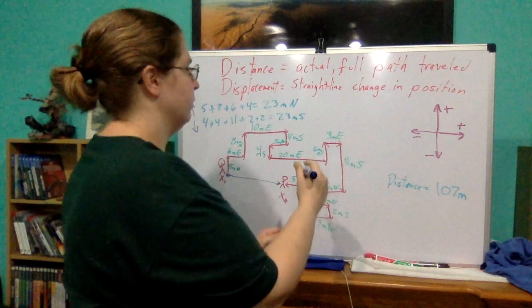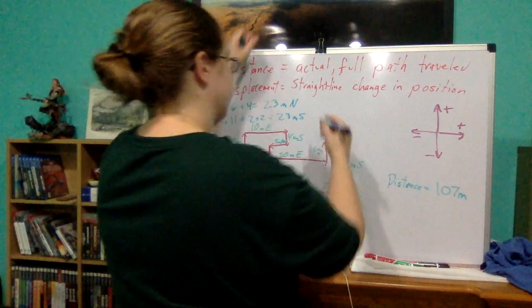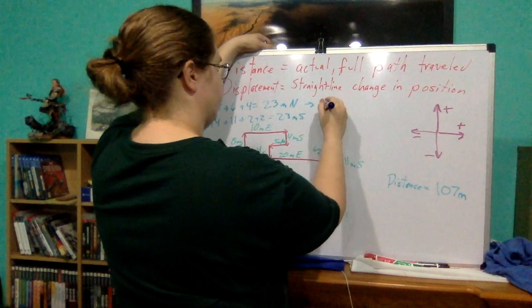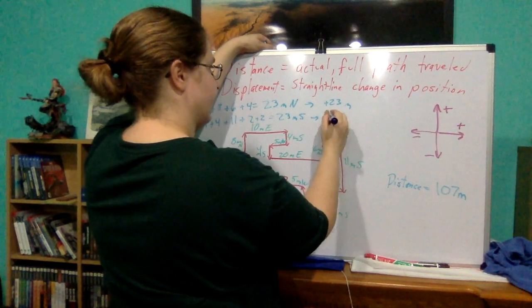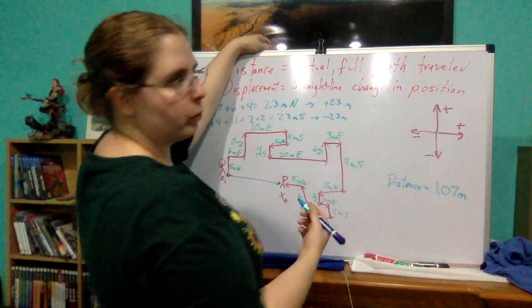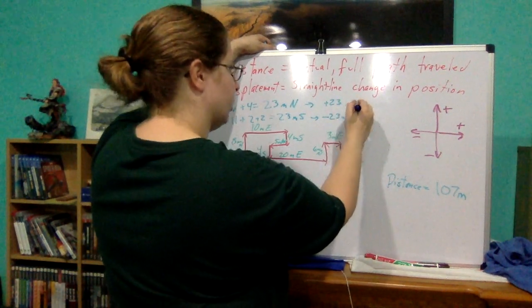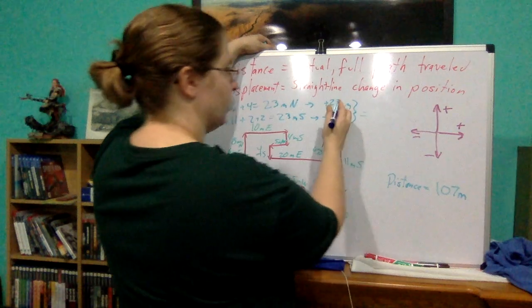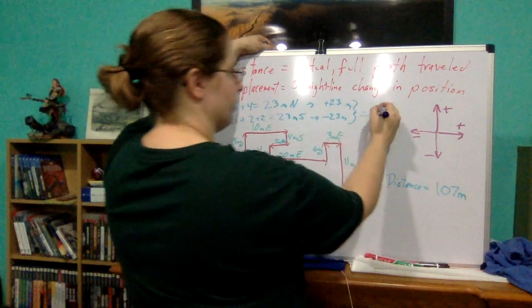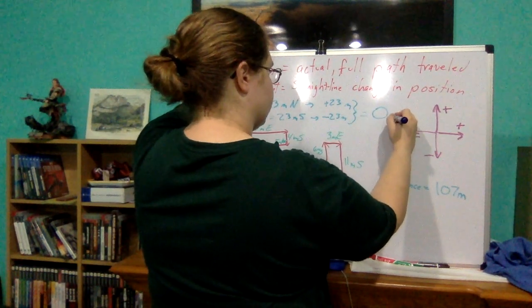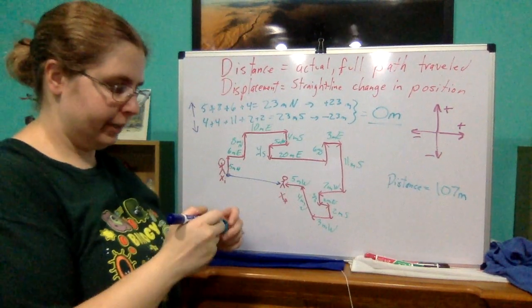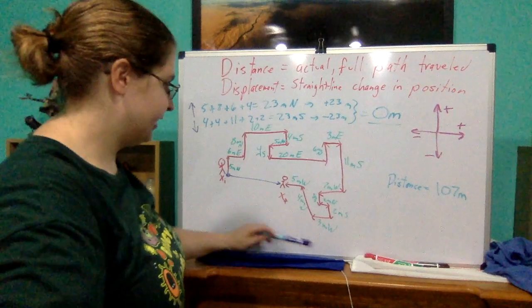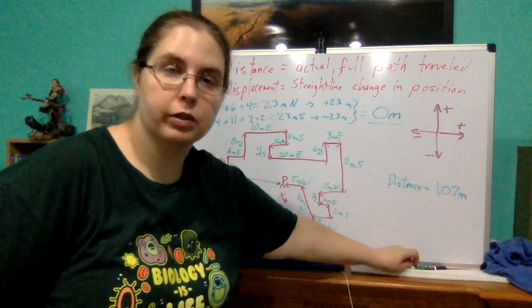But remember, we also said, when you think about it in terms of direction, this would equal positive 23 meters, this would be negative 23 meters, and then when we add up the total up and down values, we get 23 plus negative 23. No vertical displacement. I've only looked at vertical so far. I still have to look at the horizontal.